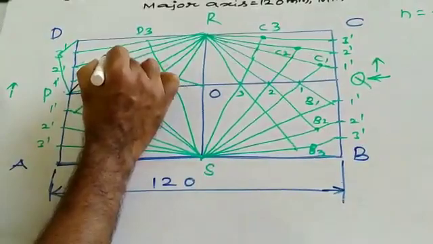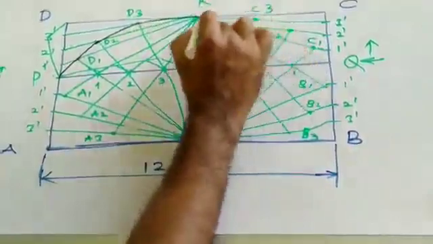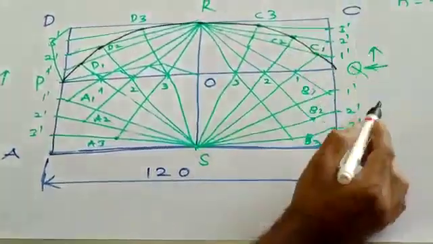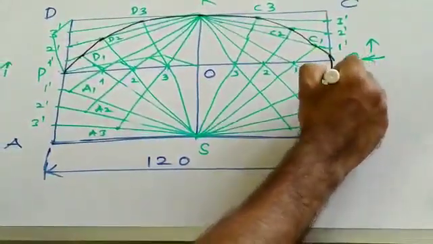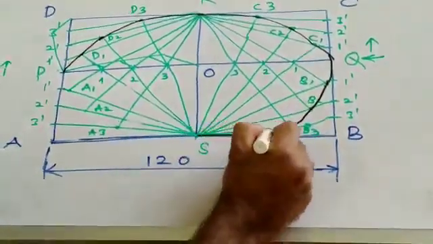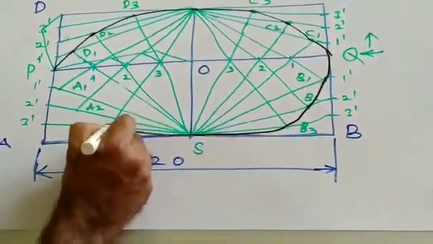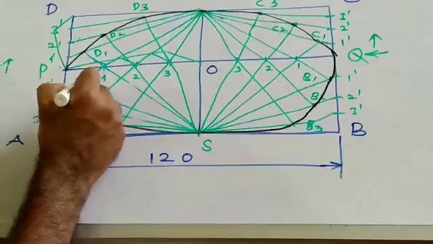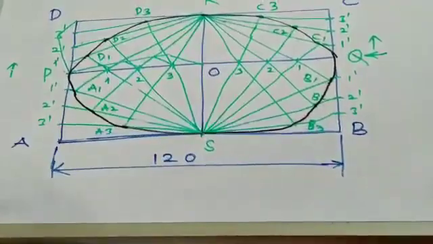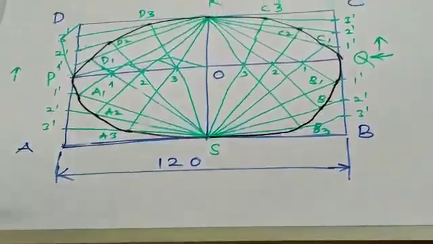P, D1, D2, D3, R, C3, C2, C1, Q, Q1, B, B1 to B2, B2, B3, B3 to S, S3 to A3, A3 to A2, A2 to A1, A1 P. You obtained an ellipse. How to draw tangent and normal for this curve?